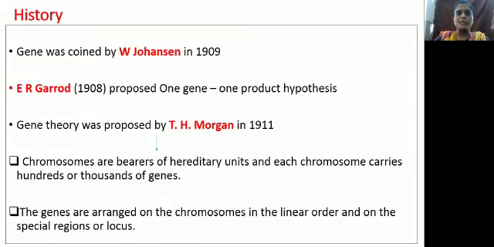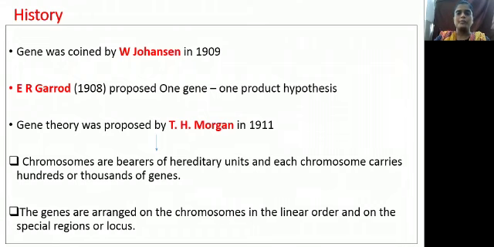Now we'll see history. First of all, the term gene was coined by Johannsen in 1909. Garrod proposed the one gene, one product hypothesis in 1908. That is, one gene can produce one product. One product means one protein. That was proposed by Garrod in 1908.